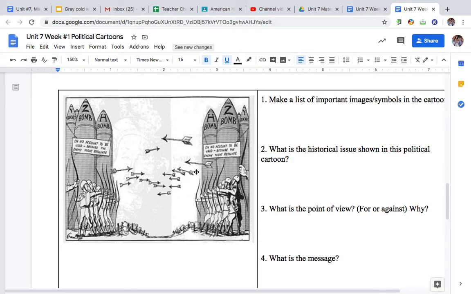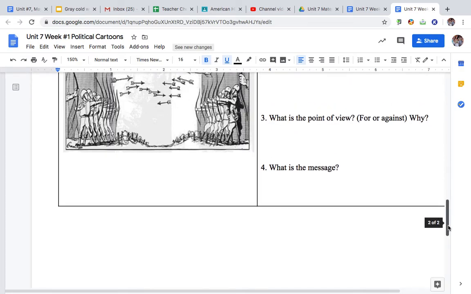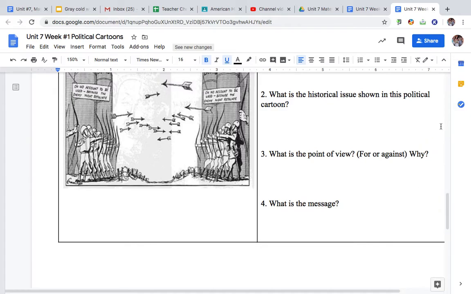Is that a good thing or a bad thing? Okay, use details from the cartoon to support. And again, guys, honestly, that could go either way. Just make sure you're explaining why. And then the message, I pretty much gave it to you. Just turn it into a sentence. What is going on in the cartoon?